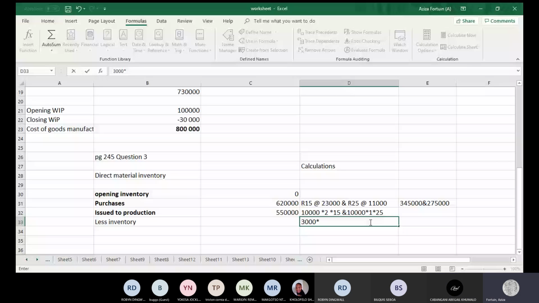And then the inserts: the number of wall clocks completed was 8,000, and the number of wall clocks sold during the month was 7,000. So you have 1,000 left.